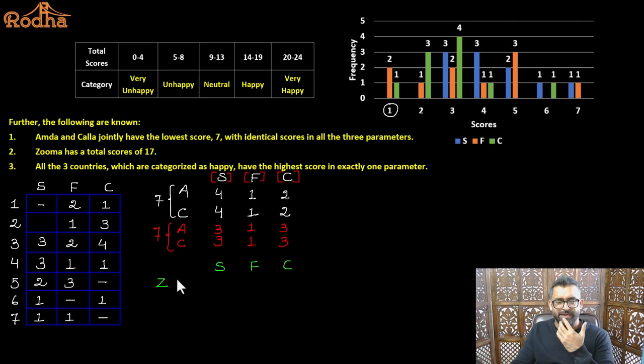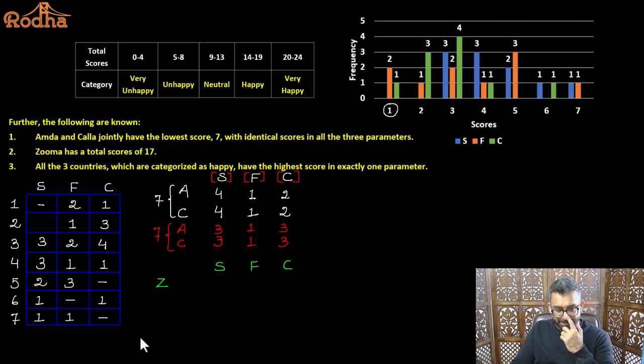First of all, let's understand what kind of country Z is. Z is a happy country. Okay, between 14 and 19, a country is considered to be a happy country. So Z is a happy country. Its score should be 17. And from the third point, it is mentioned there are 3 countries happy. All the 3 countries. That means there are only 3 countries which are happy. All the 3 countries which are categorized happy have the highest score in exactly one parameter.